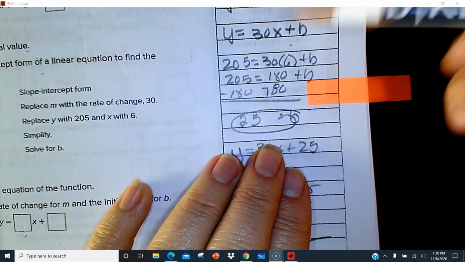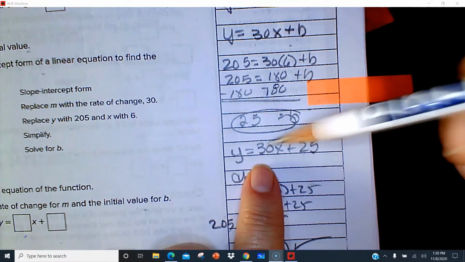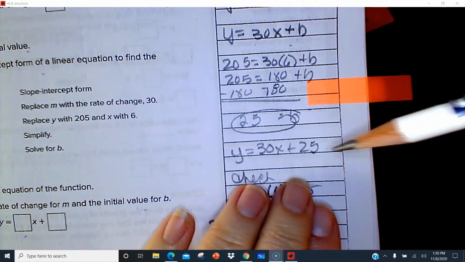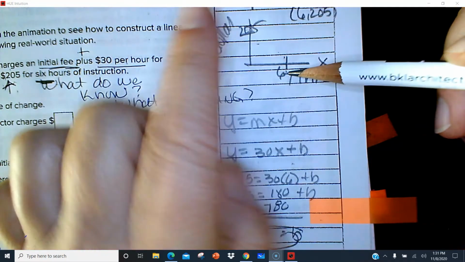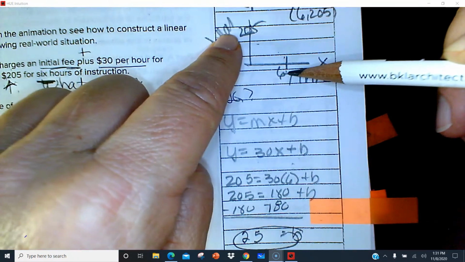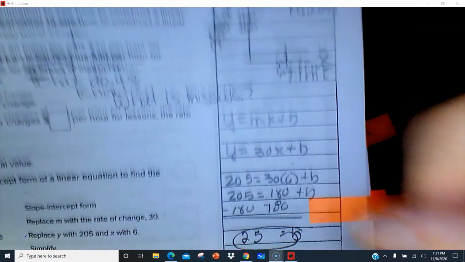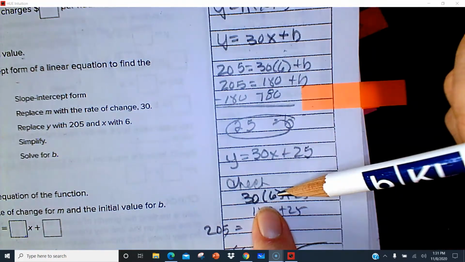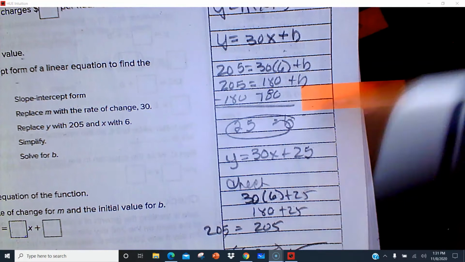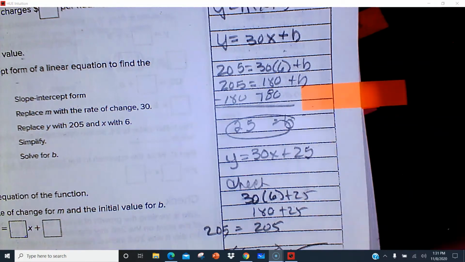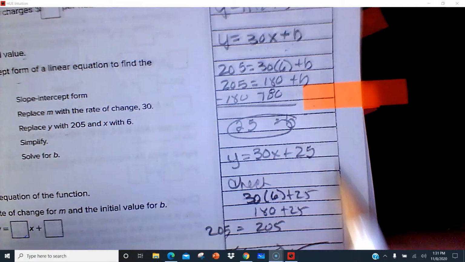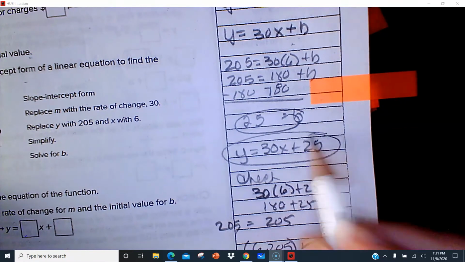Now put in what you know. We know that 30 is our slope, and b is our y-intercept, and what this is saying is if I have 6 hours and 205, I'm paying $205, I paid a $25 initial fee. And let's go back and check our work. If I put 6 back in there, 6 times 30 is 180. Okay, it does work. That is a point on the line. This makes sense. So my equation is y equals 30x plus 25.